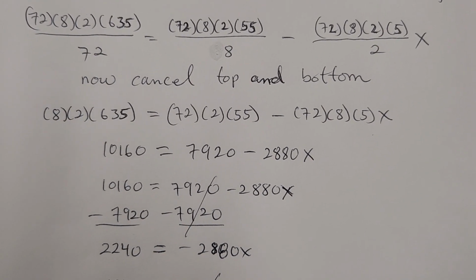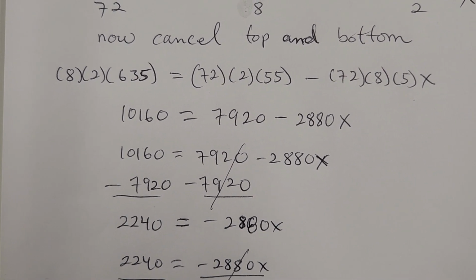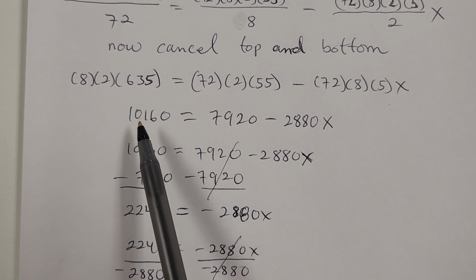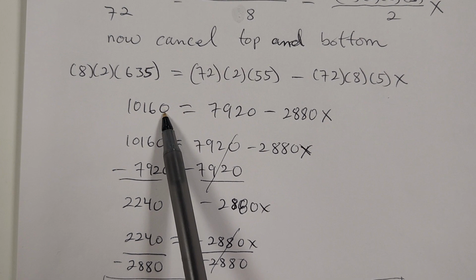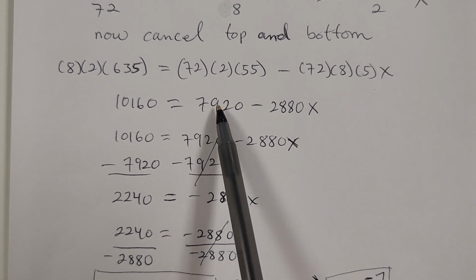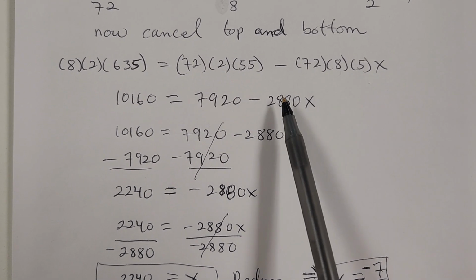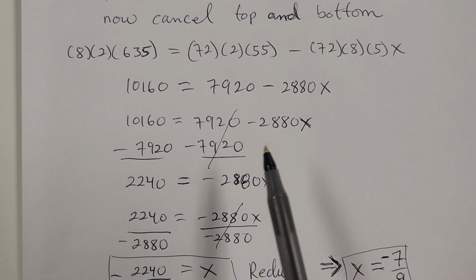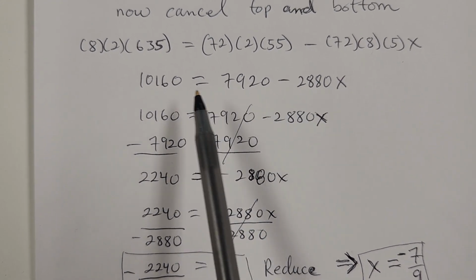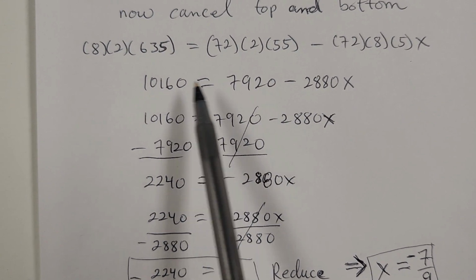Next, you're going to multiply them. So use your calculator and multiply these numbers. 8 times 2 times 635 comes out to be 10,160. 72 times 2 times 55 comes out to be 7,920. 72 times 8 times 5 gives me 2,880. If you look at this very carefully, it looks similar to a two-step equation. So subtract the 7,920 over.